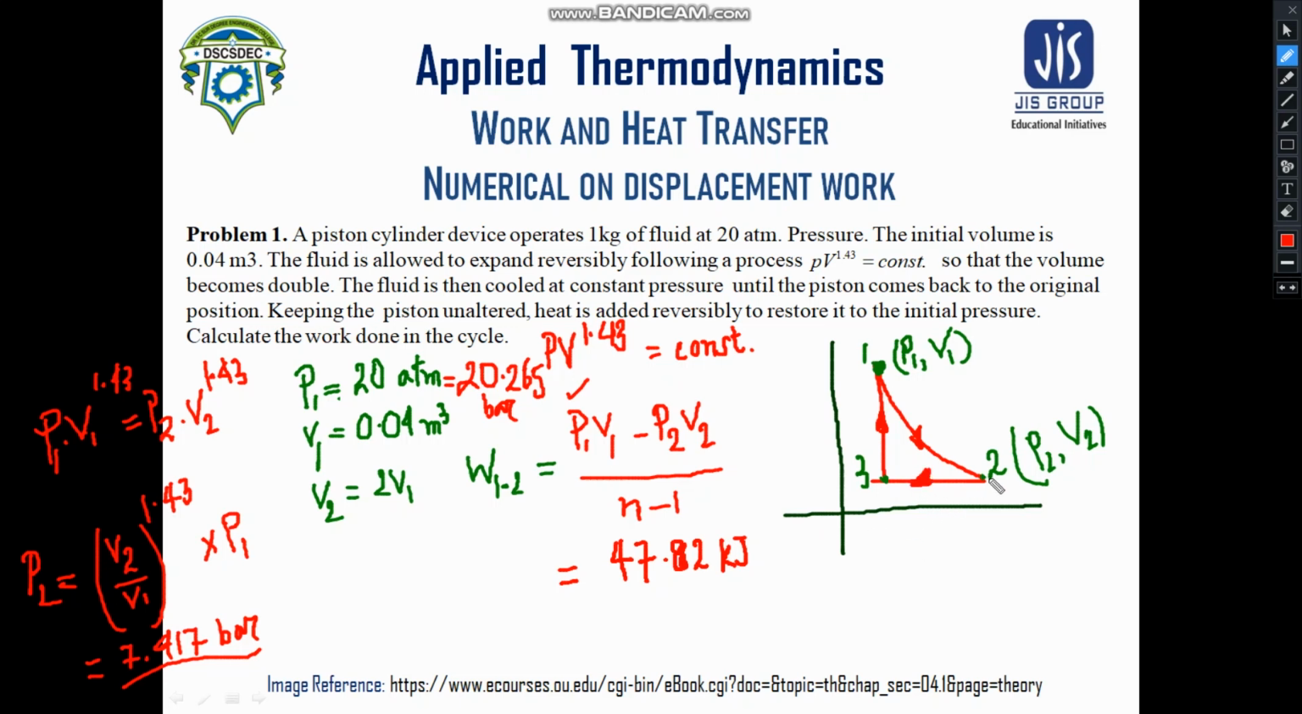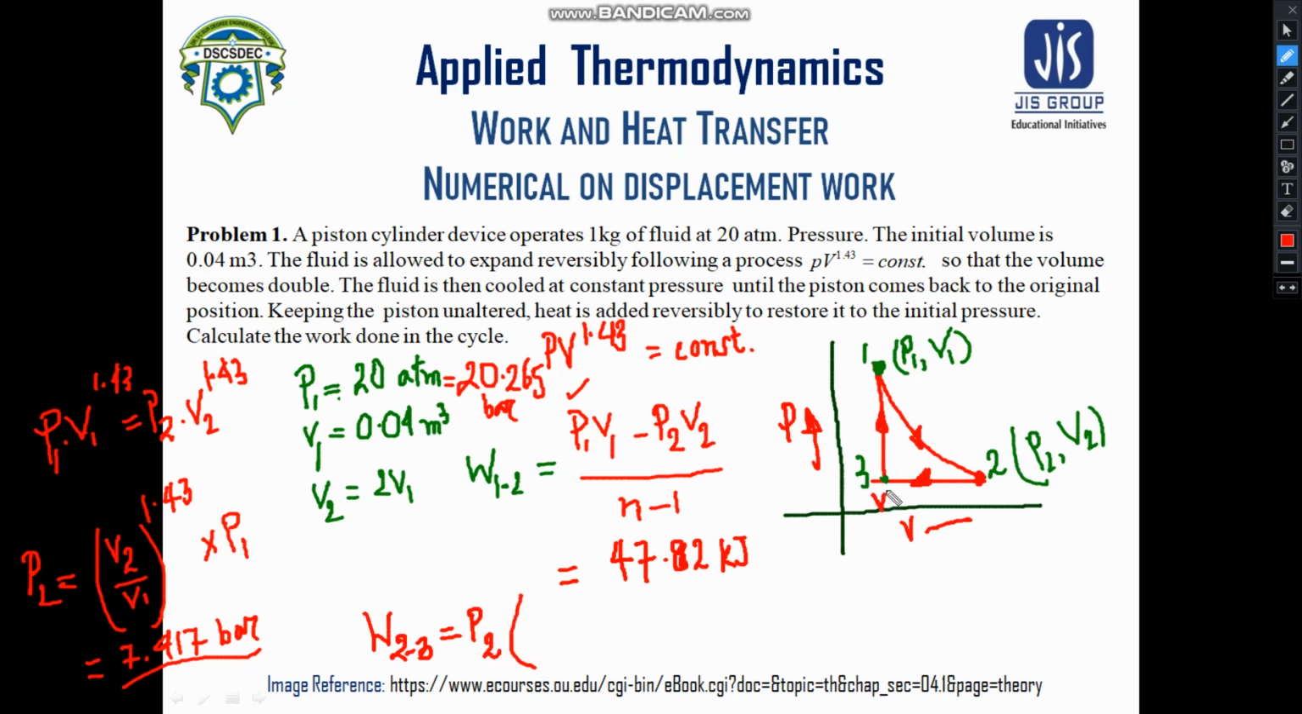The work done for the process 2 to 3 needs to be calculated. So this is an isobaric process. So what is the formula for isobaric process? We have just discussed it. The pressure here maintained will be equal to the pressure at state 2, which we have already calculated.